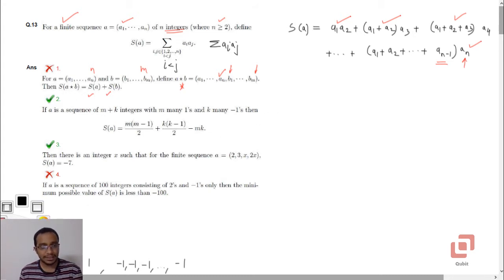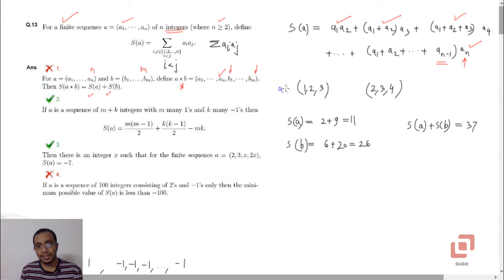So what I did is I considered 1, 2, 3 as A and 2, 3, 4 as B. Now can we compute SA? Of course we can. It is going to be 2 into 1, 2, plus 3 into 1 plus 2, or 3 into 3, that is 9, plus 2, 11. Can we compute SB now? Very easy. It will be 3 into 2, 6, plus 4 into 5, so 20, so that is 26. So SA plus SB is 37.